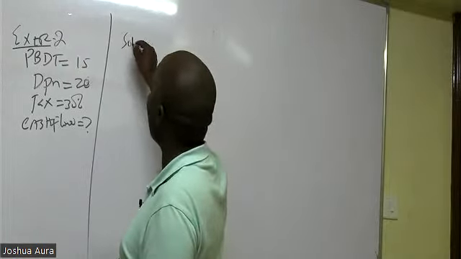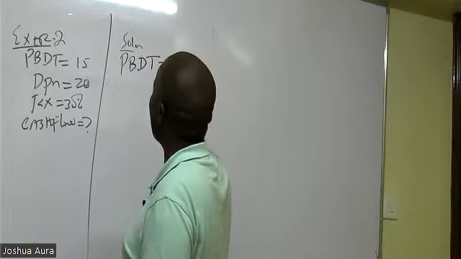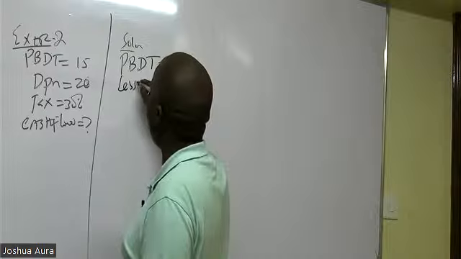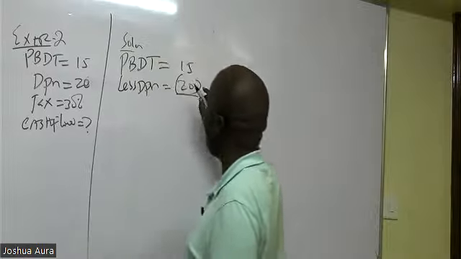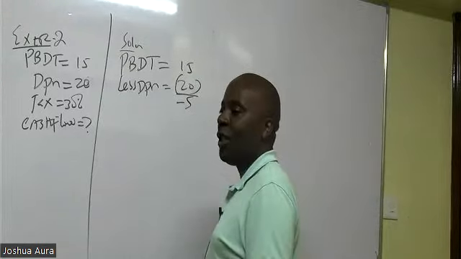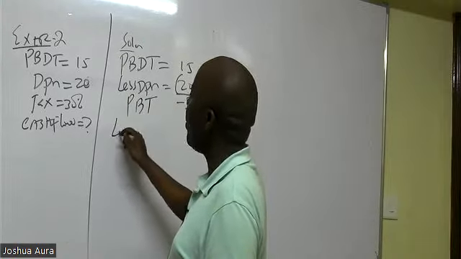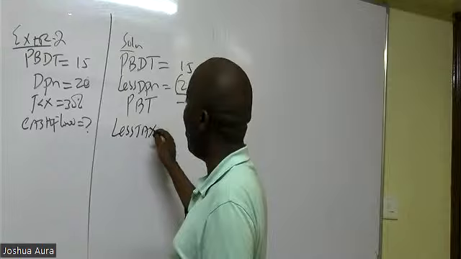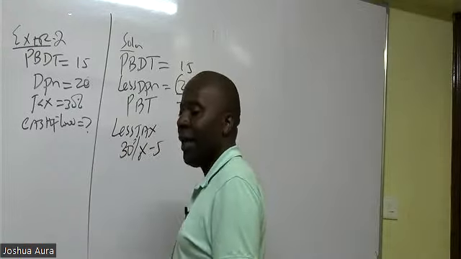So solution. We have our profit before tax of 15. We less depreciation of 20, so we subtract 15 minus 20. This gives me minus 5. So this is profit before tax. Then we shall come and less tax. Tax at 30%. 30% of minus 5.